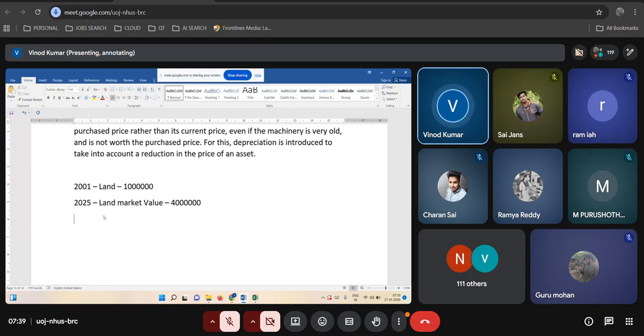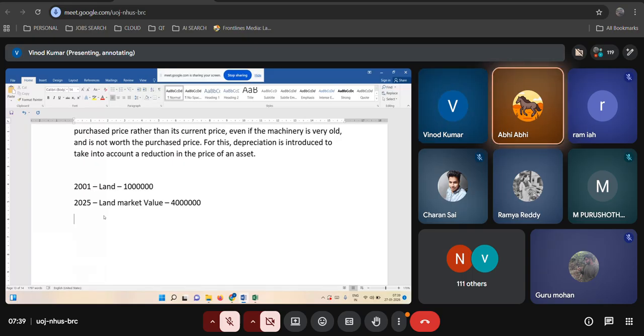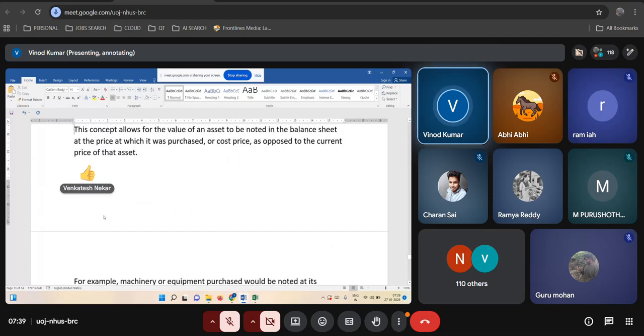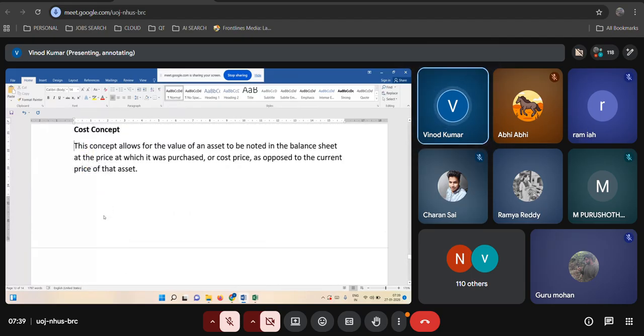Guys, understand? Not only land, but any asset you purchase. The cost concept allows the value of an asset to be noted in the balance sheet at the price at which it was purchased, that is, the total cost price, as opposed to the current market price.